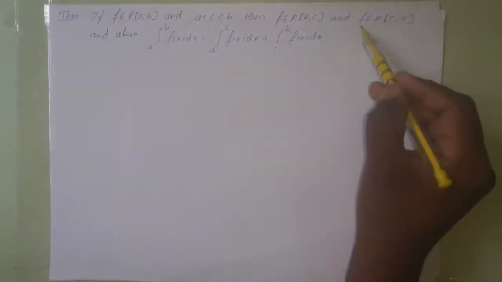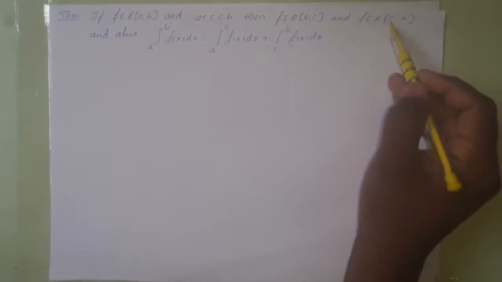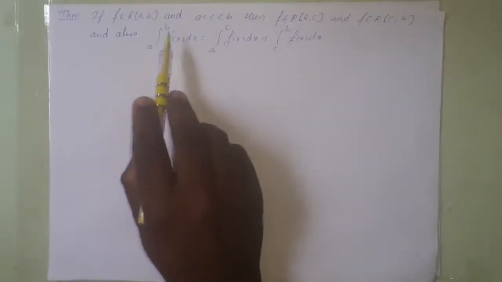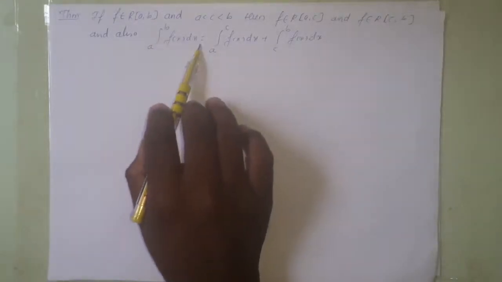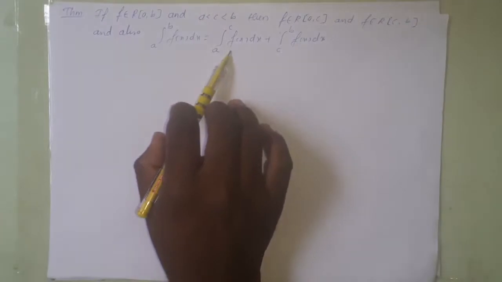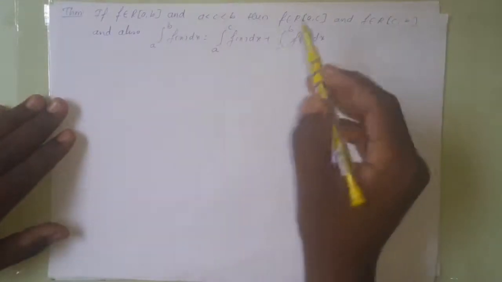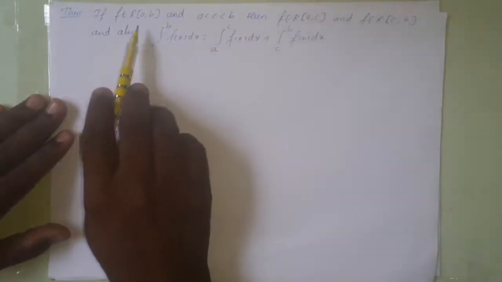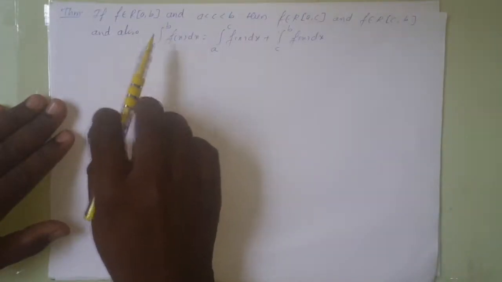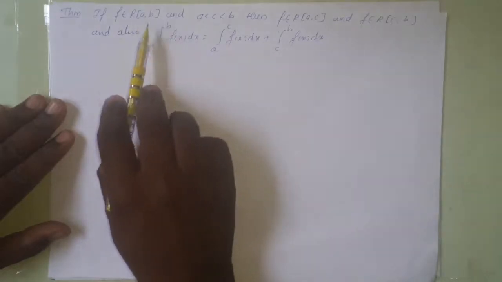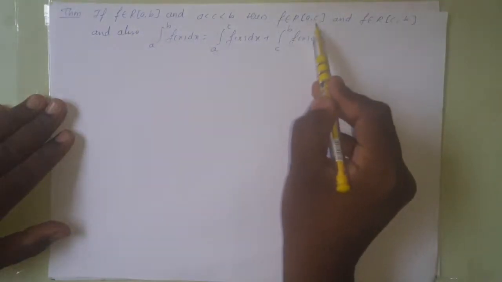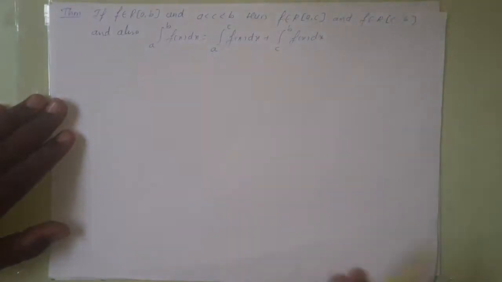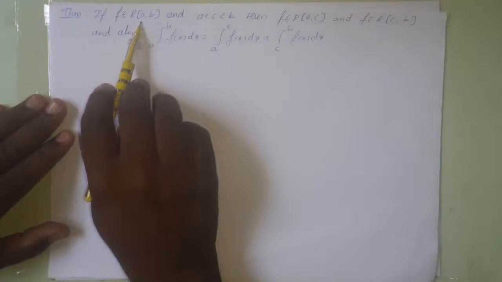and also f is Riemann integrable on the interval [c, b], and also we need to prove that the integration over a to b of f(x) dx is equal to the integration over a to c of f(x) dx plus the integration over c to b of f(x) dx, because here we are dividing the interval [a, b] into two subintervals, from the first point a to c, then from c to b, and the union of those two intervals is equal to the given interval [a, b].